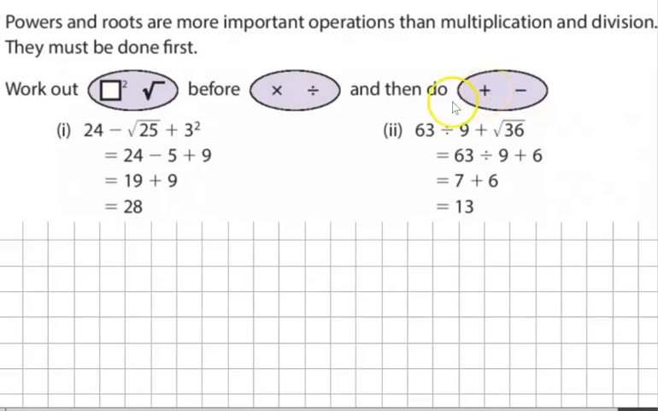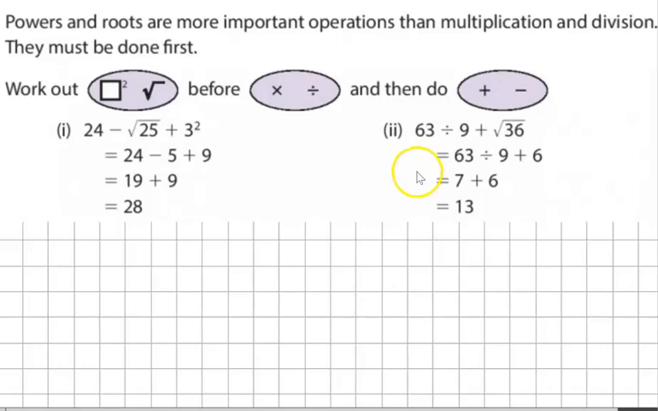So for example, if we have 25 minus the square root of 25 plus 3 squared, we'll work out that the square root of 25 is 5, and we'll work out 3 squared is 9, and then we do our addition and subtraction. So 25 minus 5 is 20, and then 20 plus 9 is 29.